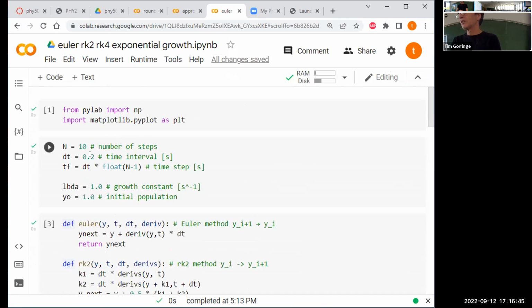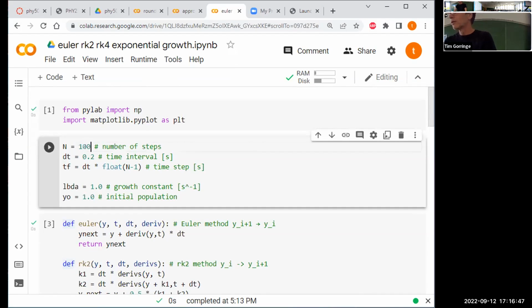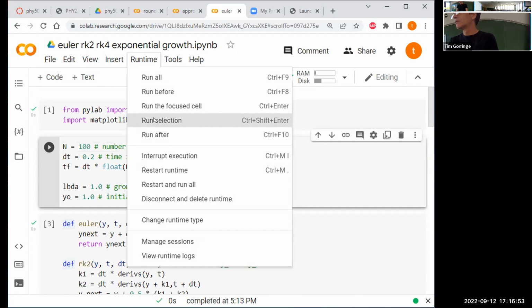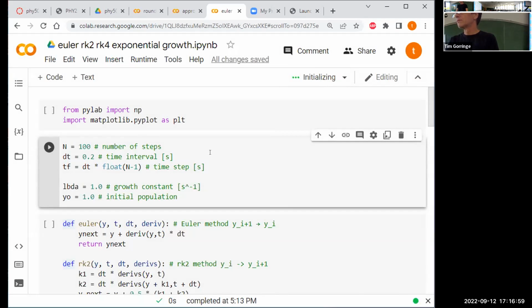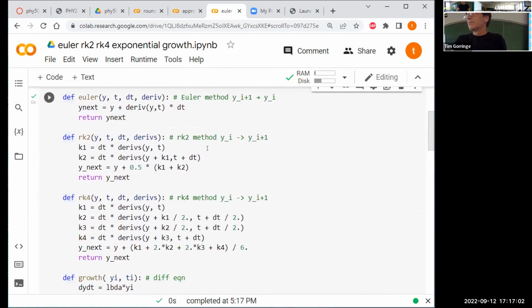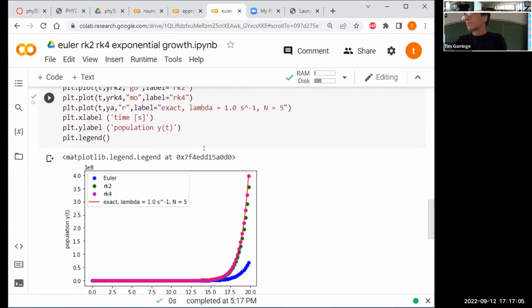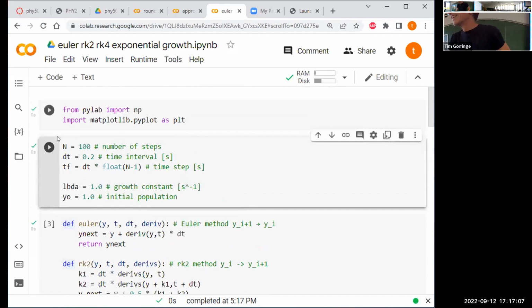If I took 100, supposing I took 100 steps instead, and we rerun this. Oh, I didn't mean to do that. I want to take 100 steps rather than 10 steps, but make them 10 times smaller. So I wanted to go over the same time range, but in small steps, 100 steps rather than big steps, 10 steps.